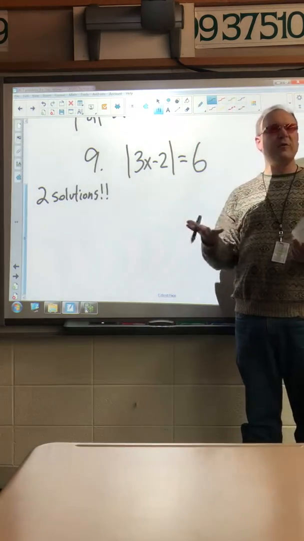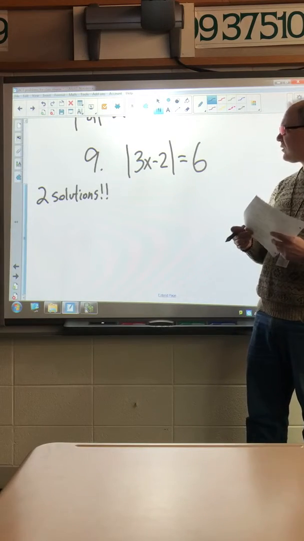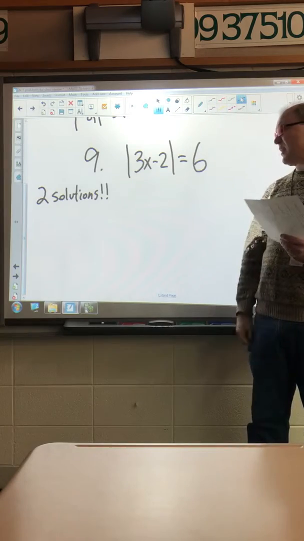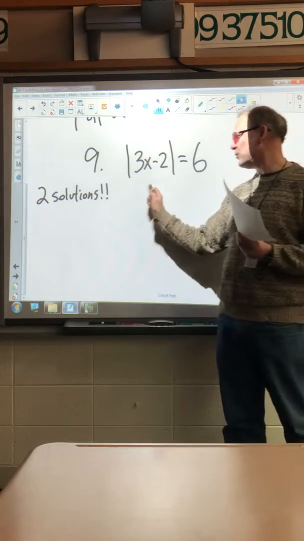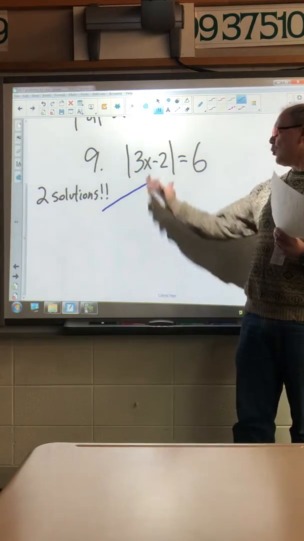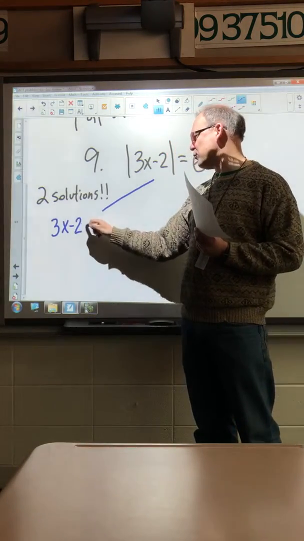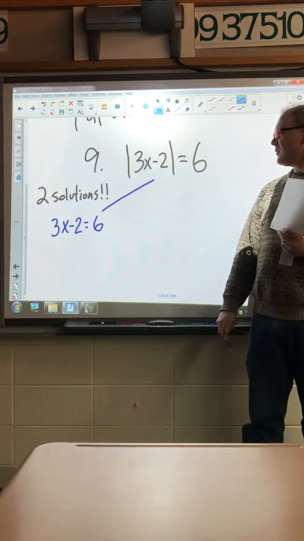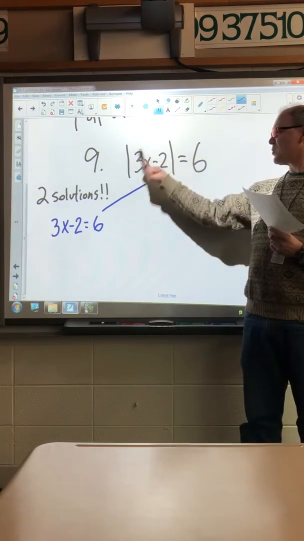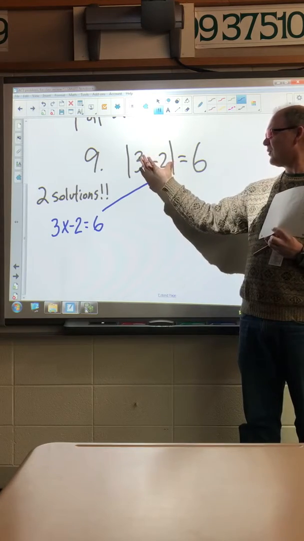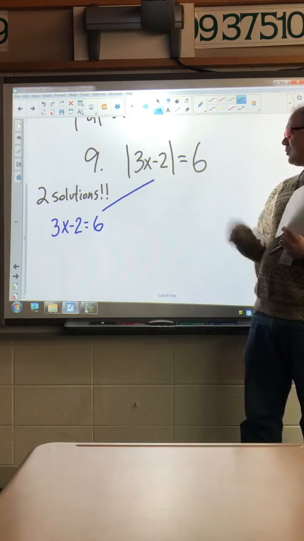Some of you were able to come up with one of the solutions, but it looked like you didn't even really try to find the second solution. There are 2 solutions. So one solution, if you just do 3x minus 2 equals 6, so if this quantity inside the absolute value is equal to 6, then when you take its absolute value, it will be 6.